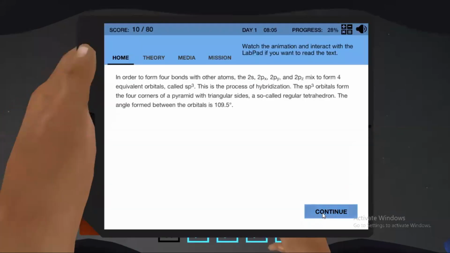In order to form 4 bonds with other atoms, the 2s, 2px, 2py, and 2pz mix to form 4 equivalent orbitals, called sp3. This is the process of hybridization. The sp3 orbitals form the 4 corners of a pyramid with triangular sides, a so-called regular tetrahedron. The angle formed between the orbitals is 109.5 degrees.